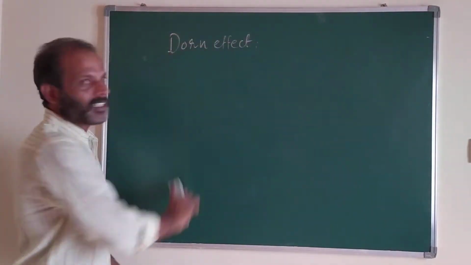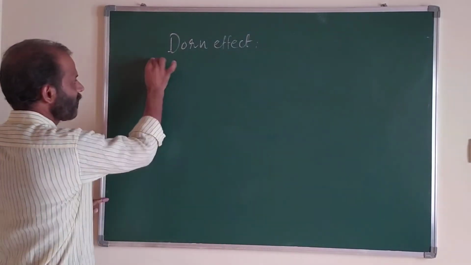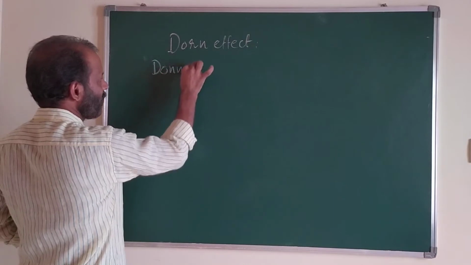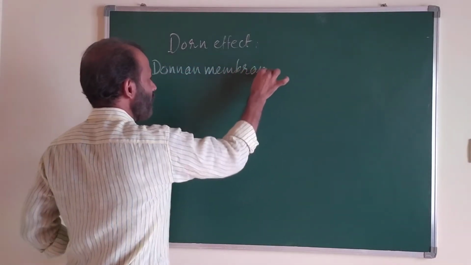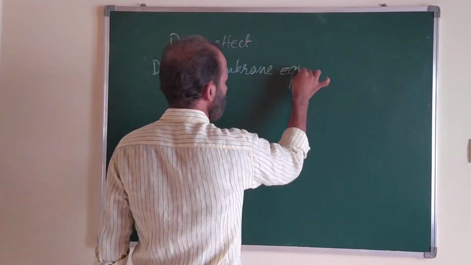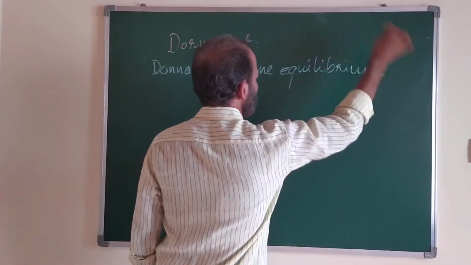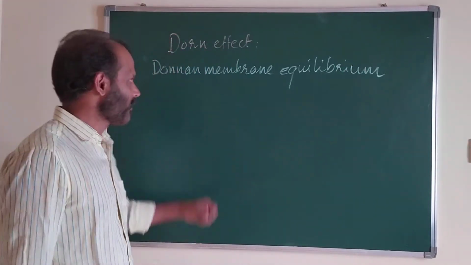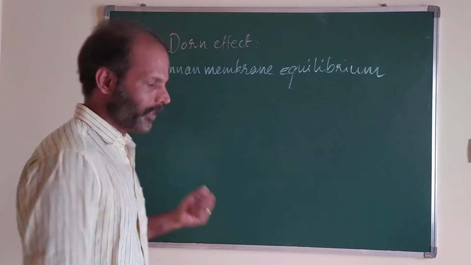Then another important property related to the colloidal state is Donnan membrane equilibrium.